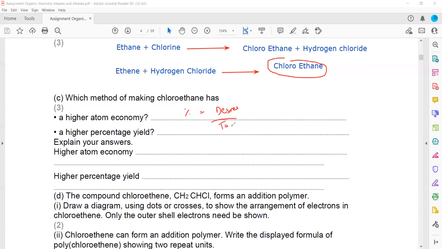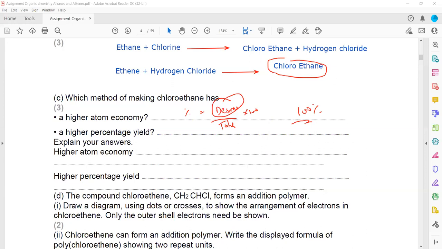divided by the total mass of the reactants or products, multiplied by 100. So this is our only desired product. The only product is the desired product, so this will have 100% atom economy. That's why the second method will have the highest atom economy.